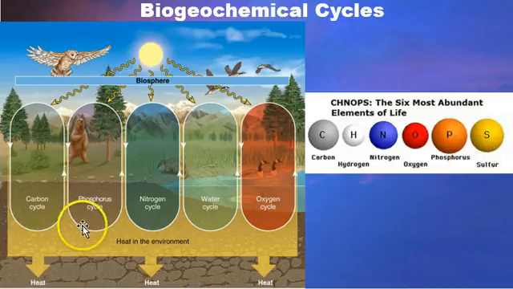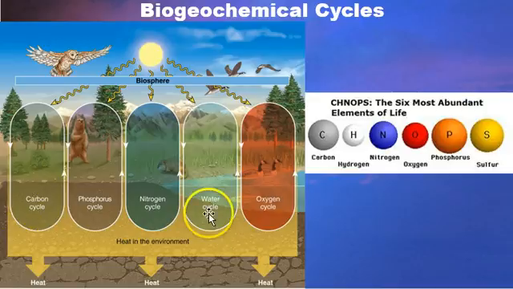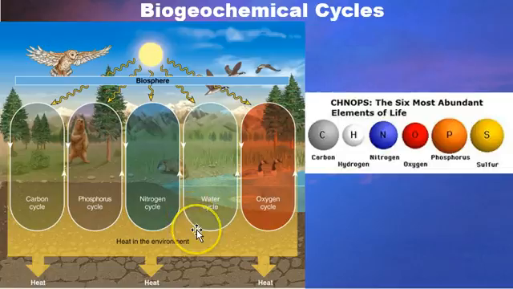So these are the major kind of cycles that you need to know. And the one exception that's not up here is sulfur. You'll need to know that one as well. So carbon and oxygen, we're going to kind of group together into one cycle. We're usually going to refer to it as the carbon cycle. And then hydrogen and oxygen will also kind of be grouped together into the water cycle.